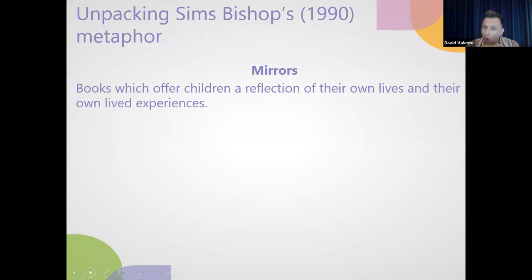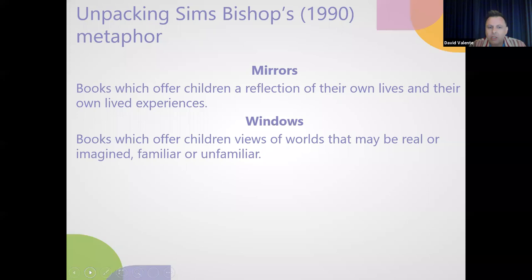So variety then, I think, is the important message here, that it's varied windows and mirrors, not just thinking that this equals the way to be. This character is like this child in my classroom. It's more complex than that. And then windows offer children views of worlds that may be real, potentially, but they may be imagined as well. So the potential of the imagination, and I don't think we should forget that.